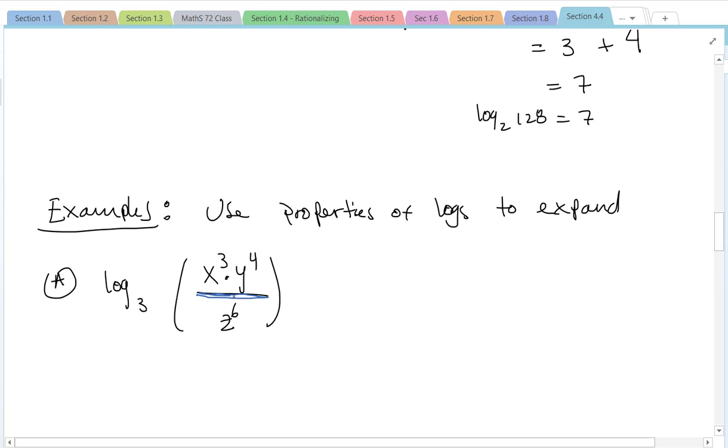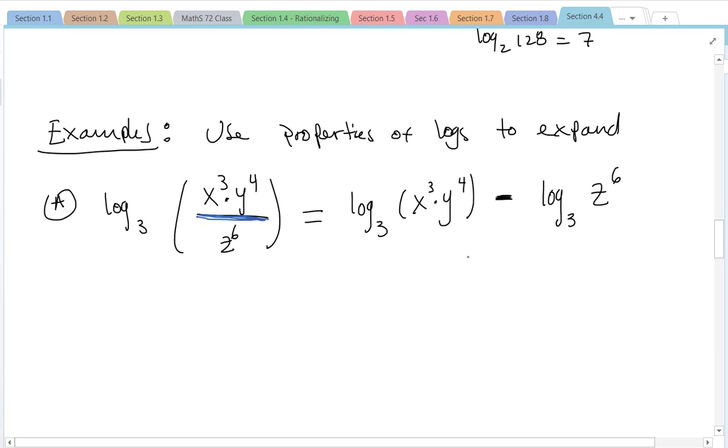So we're going to use the division one first. This is going to be the log base 3 of the numerator. I'm going to leave the numerator as it is, and then minus, right, division inside a logarithm changes to subtraction of two logarithms of the same base. Log base 3 of z to the 6th.